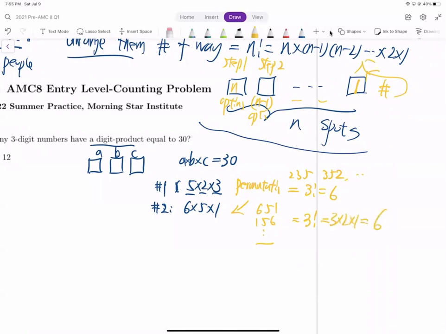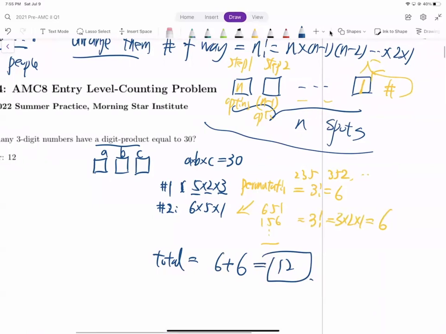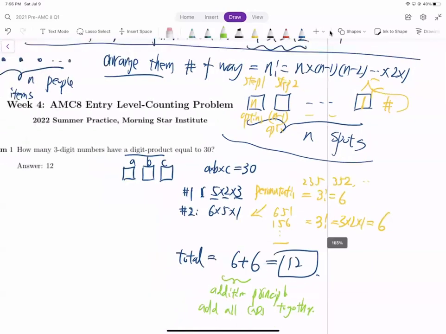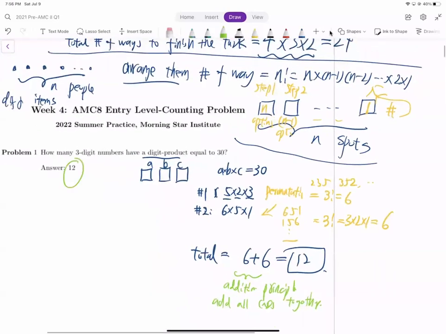So then for the total, we just add them together. You have 2 cases, we add them together, and we get 12. This is also called the addition principle, because you just add all the different cases together, which is very natural. All right, so the answer is 12.